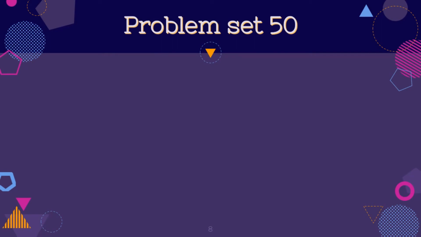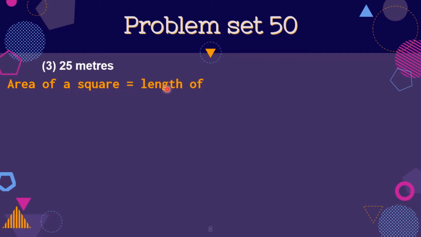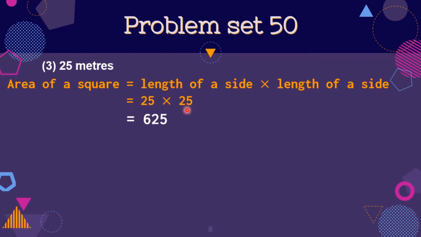Next we have the length of a square is given as 25 meters and we have to find out its area. So we have area of a square is equal to length of a side into length of a side. As we have the length of a side is 25 meters, we write 25 into 25 which is equal to 625 square meter.